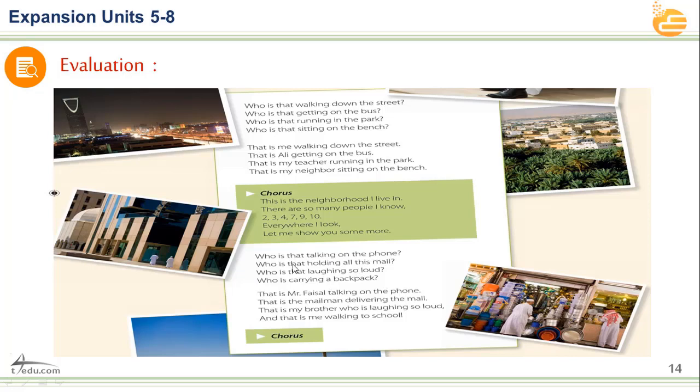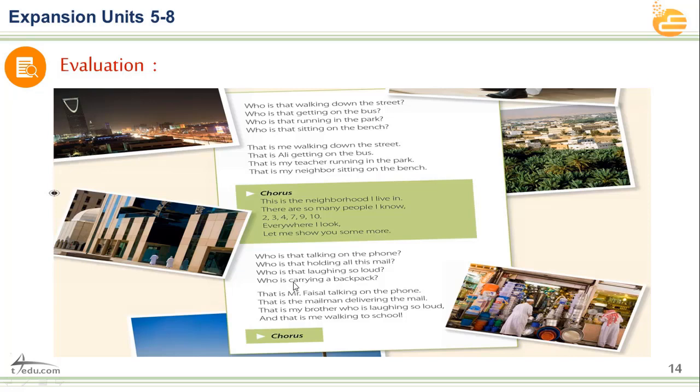Here we have gentlemen and girls. We have the other question here. Who is that talking on the phone? That is Mr. Faisal talking on the phone. Who is that holding all this mail? That is the mailman delivering the email. Who is that laughing so loud? That is my brother who is laughing so loud.